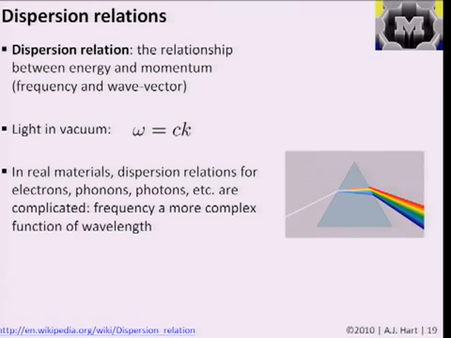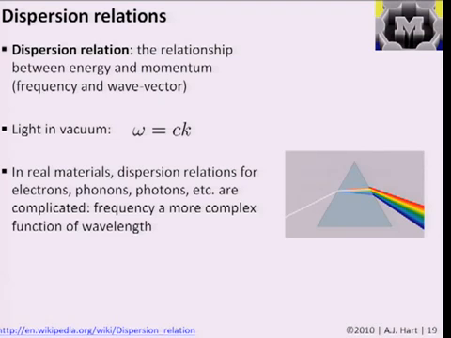Okay. And one last concept I want to talk about before we get into what happens is the idea of a dispersion relation. People will use the term dispersion relation or band structure kind of interchangeably. Roughly speaking, it's just the relationship between energy and momentum of a particle, or equivalently frequency and wave vector. And the simplest dispersion relation you can think of is light in a vacuum, where the frequency is related to the wave vector by a constant c, which is the speed of light.